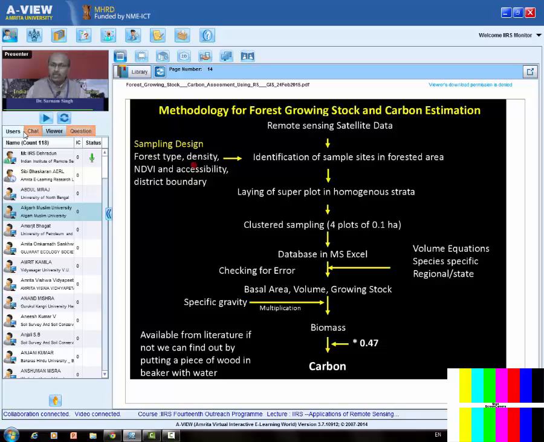We overlay these layers and different cross sections. Each unit or stratum is homogeneous, which is good or ideal for sampling. And then in each stratum, we will be laying the plot. It can be a super plot, it can be an ordinary plot. And you can also decide whether you are going for clustered sampling or you want to lay only one plot. Depending upon your requirement, you can lay the plots. And then we have the database in an MS Excel file.